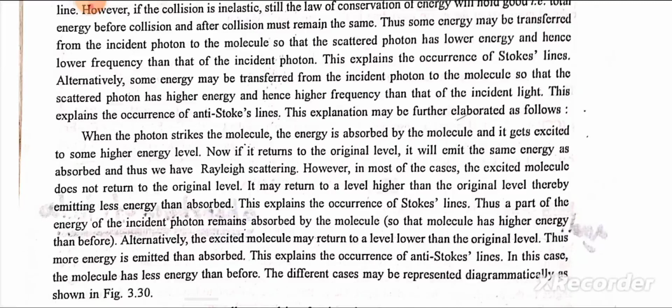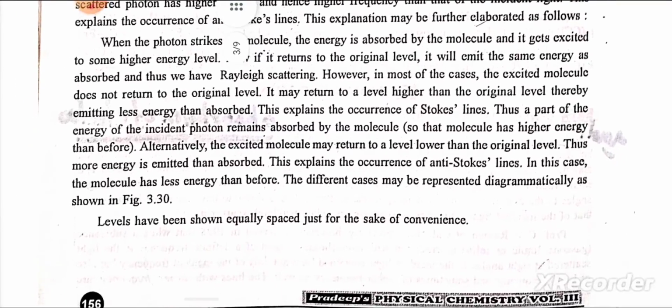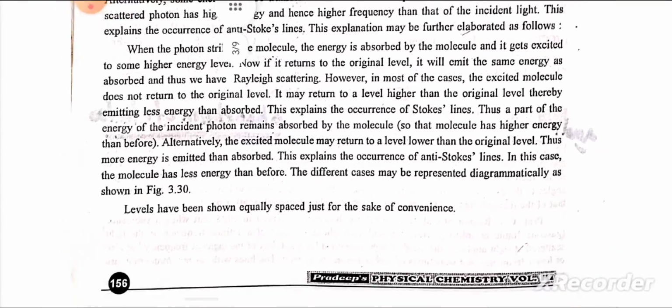Thus, a part of the energy of the incident photon remains absorbed by the molecule, so that the molecule has higher energy than before. Alternatively, the excited molecule may return to a level lower than the original level, thus more energy is emitted than absorbed. This explains the occurrence of anti-Stokes lines. In this case, the molecule has less energy than before. The different cases may be represented diagrammatically as shown in the figure. Levels have been shown equally spaced just for the sake of convenience.